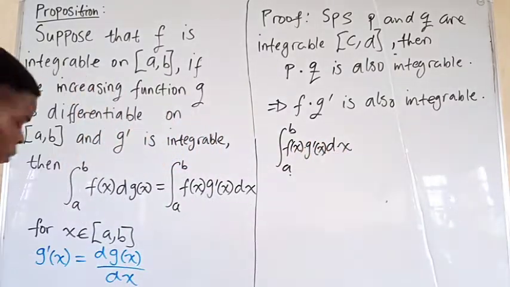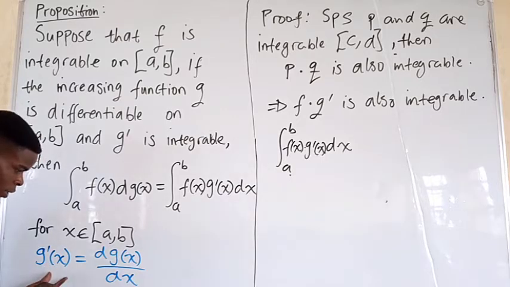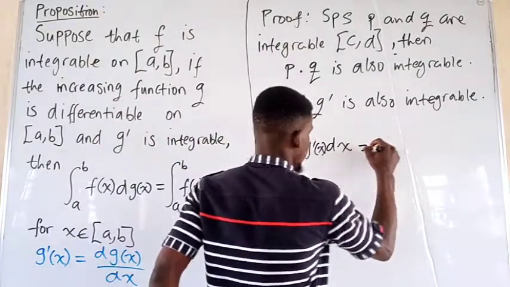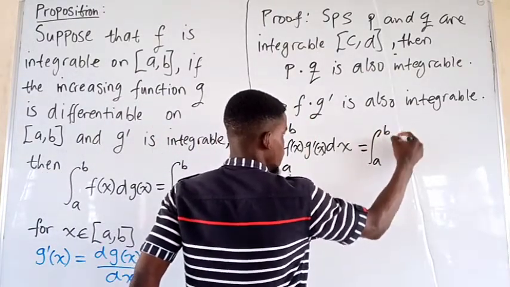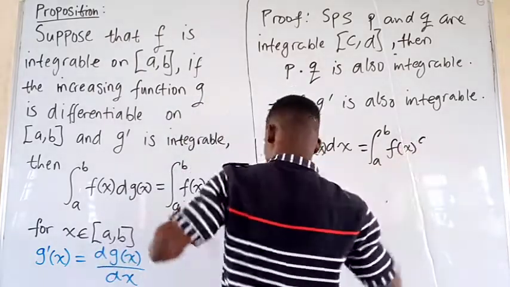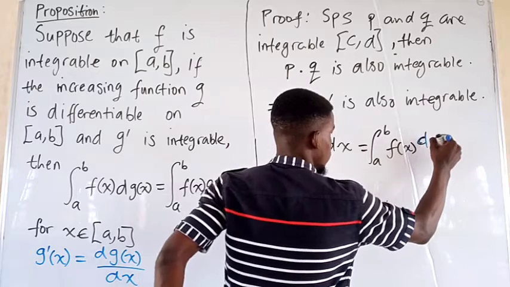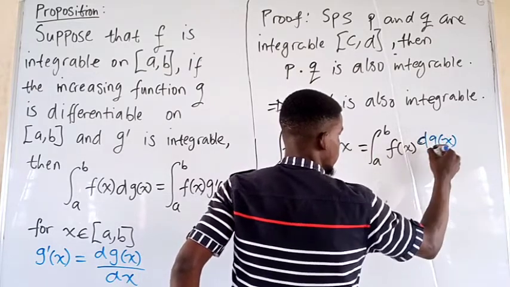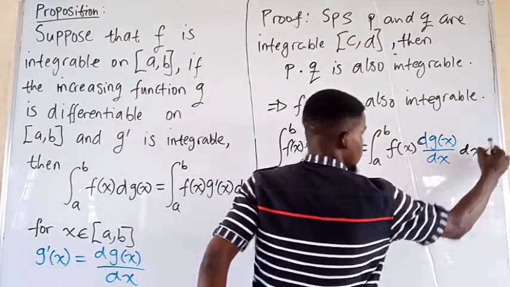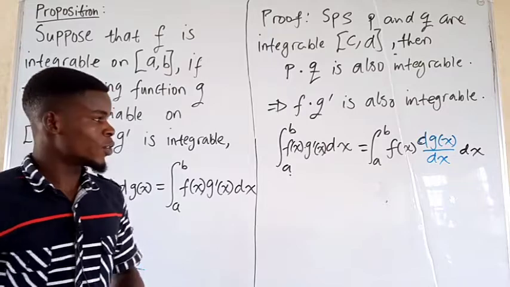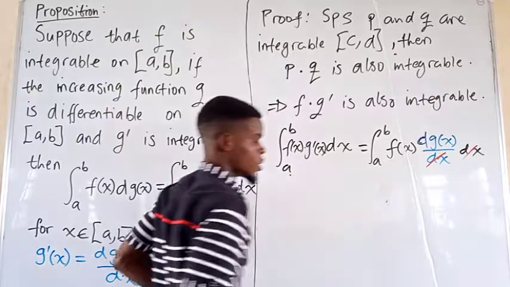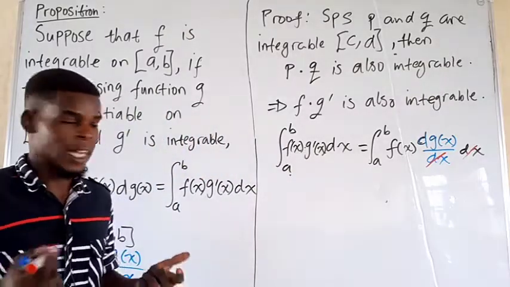You know that from here, g prime of x can be rewritten as dg of x over dx. That is just the normal notation. So let me put this down as the integral from a to b of f of x times dg of x over dx, and right here we just put down dx like that. And what do you see? We can see that this and this will just become 1, you kind of cancel out.